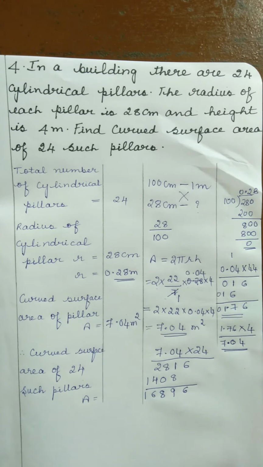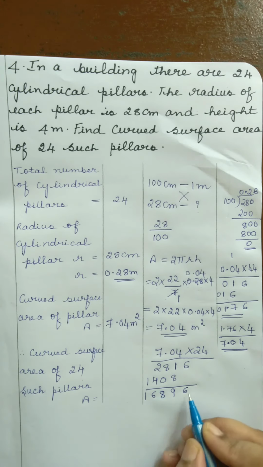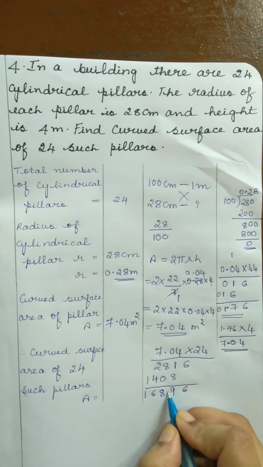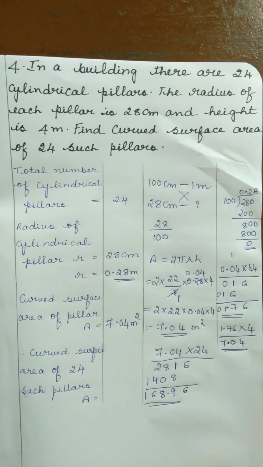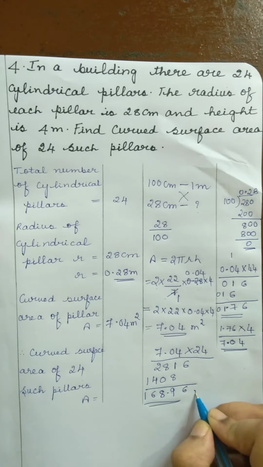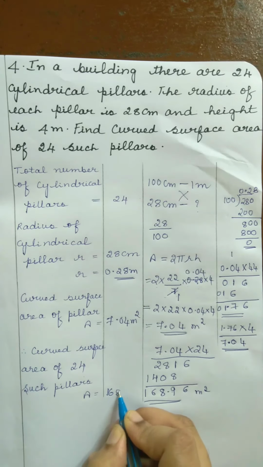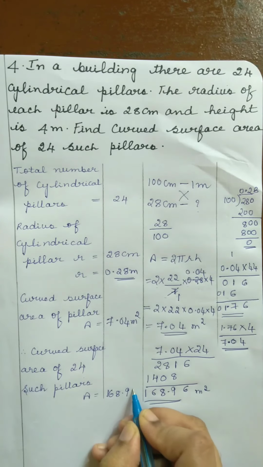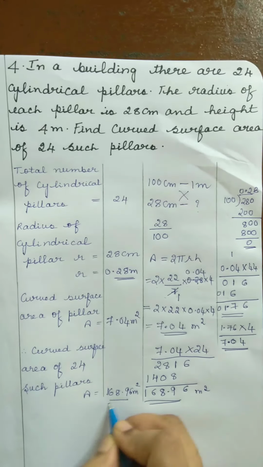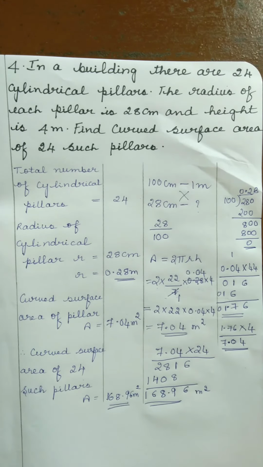See here, there are 2 digits after the decimal point. In the same way, in the answer, put the decimal point after 2 digits. Therefore, we have curved surface area of 24 such pillars is equal to 168.96 meter square. Therefore, 168.96 meter square will be the answer for the fourth problem.